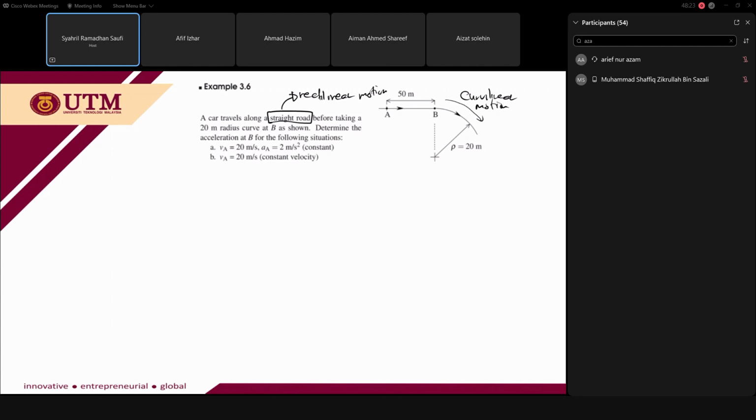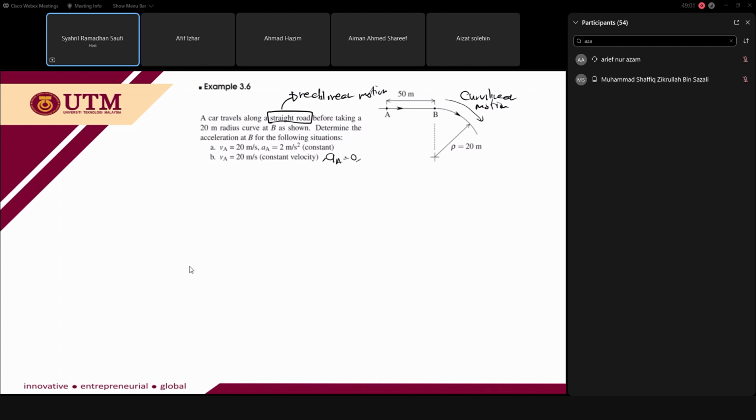Determine the acceleration at B for the following situations. Question A: velocity at A is equal to 20 meters per second, with the acceleration at A equal to 2 meters per second squared, which is constant acceleration. Question B: velocity is 20 meters per second, constant velocity, so we know acceleration here is 0. Still constant acceleration, even though the acceleration is 0.